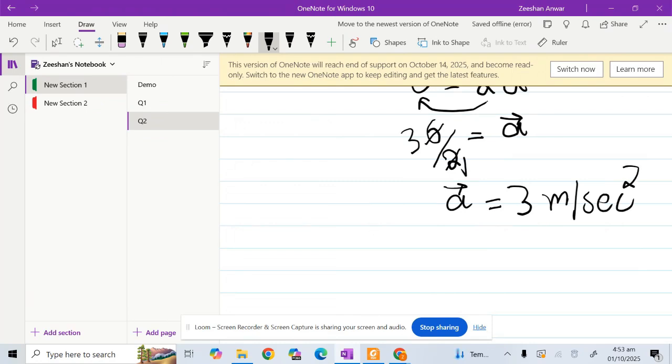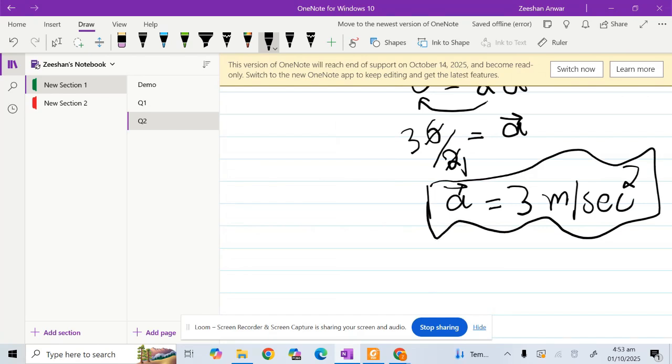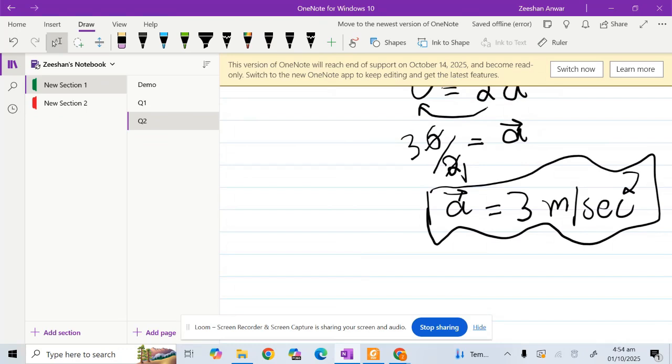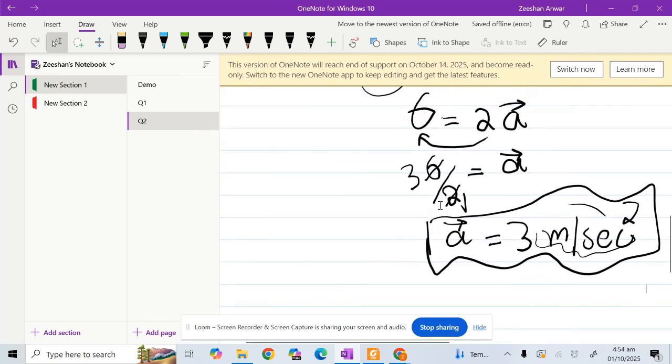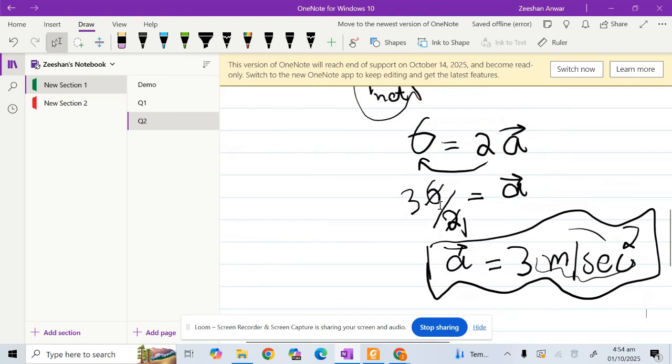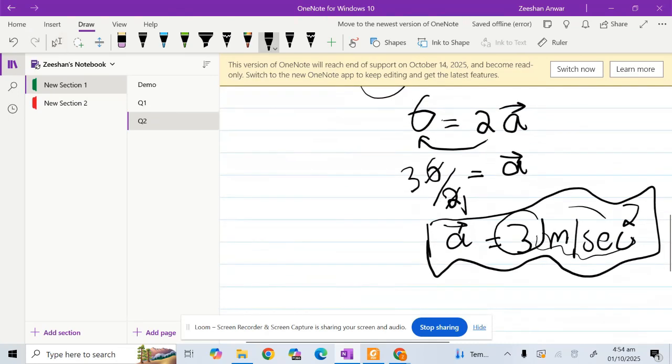Remember students, always put the particular unit of that particular physical quantity, because physics is all about measurement. If you forget to put that unit, then 2 to 3 marks will be deducted. If you have a 10 marks question, then 2 to 3 marks will be deducted from you. So it is very important to put the unit of every physical quantity. Okay, so we get the answer 3 meter per second square.